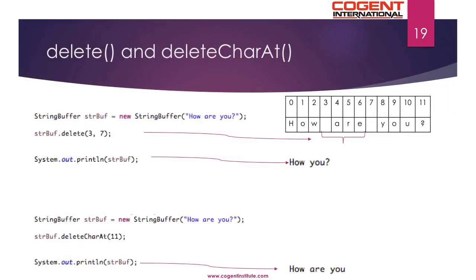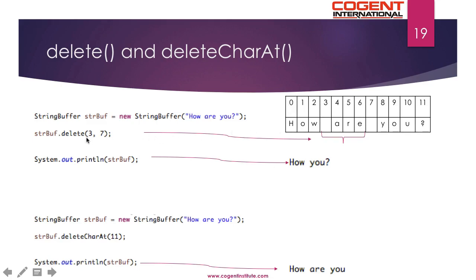Let's look at an example. So we have a StringBuffer object created by passing in the literal "how are you?", which is assigned to a reference variable strbuff of type StringBuffer. So when we invoke the delete method on this reference variable and pass the startIndex and the endIndex, in this case 3 and 7 respectively. So here is the output of the StringBuffer object. "how you?" So this is the representation of "how are you?" with its indices.